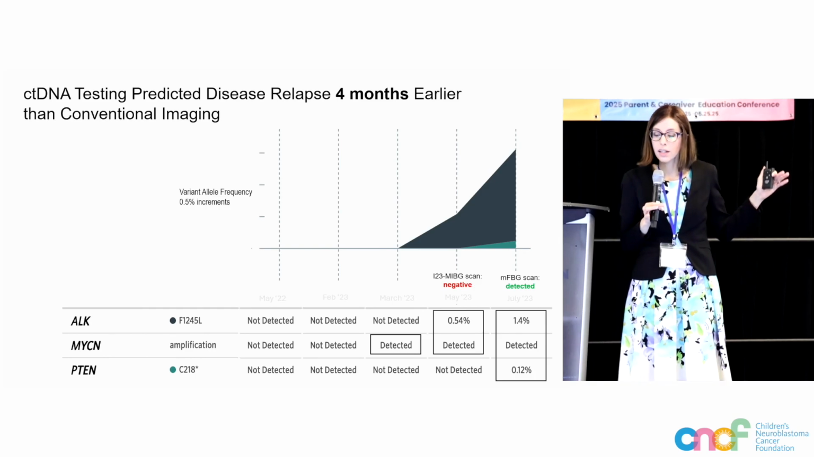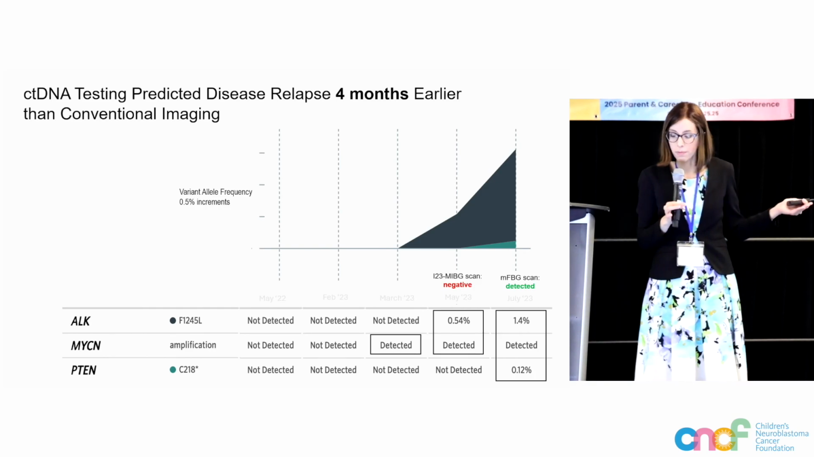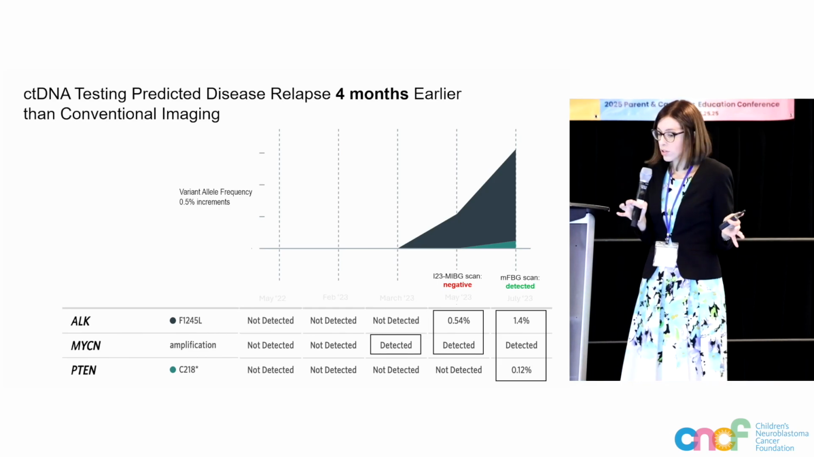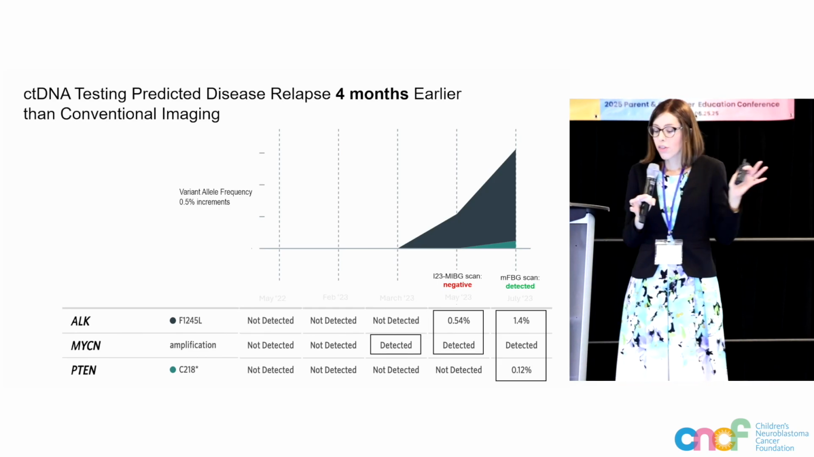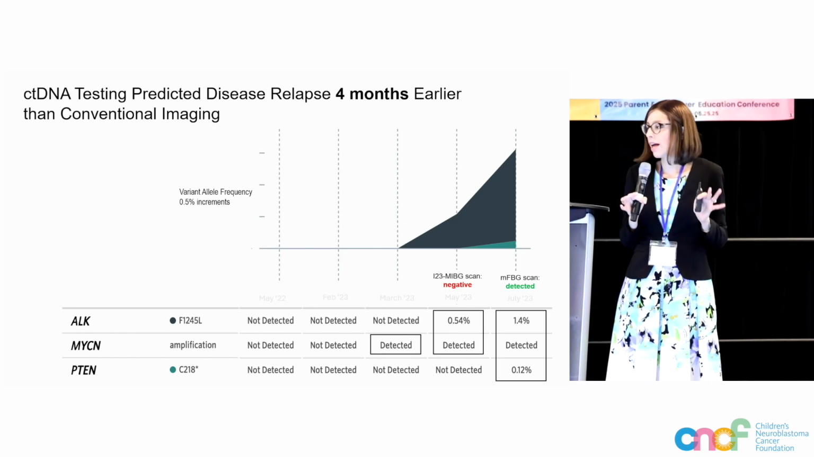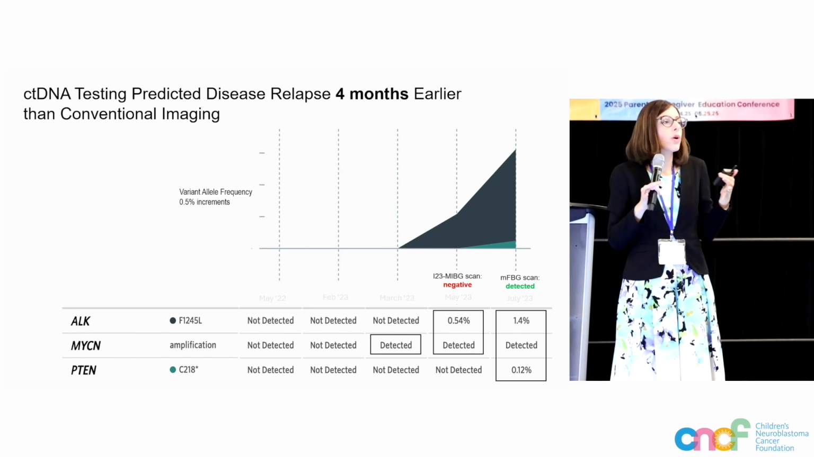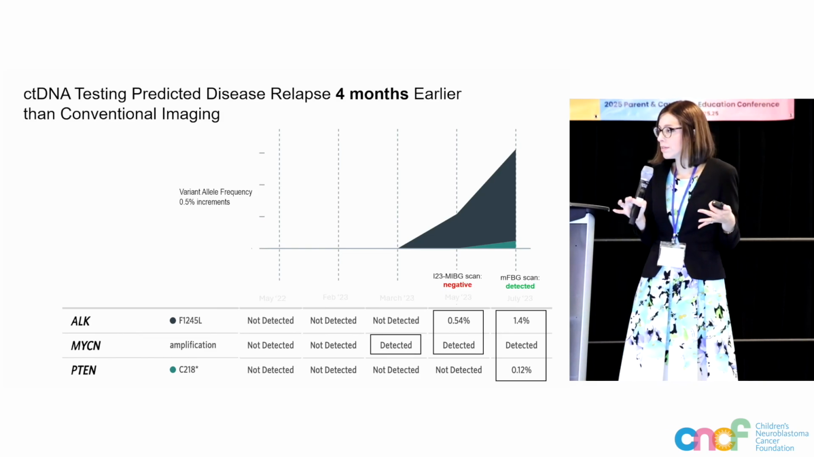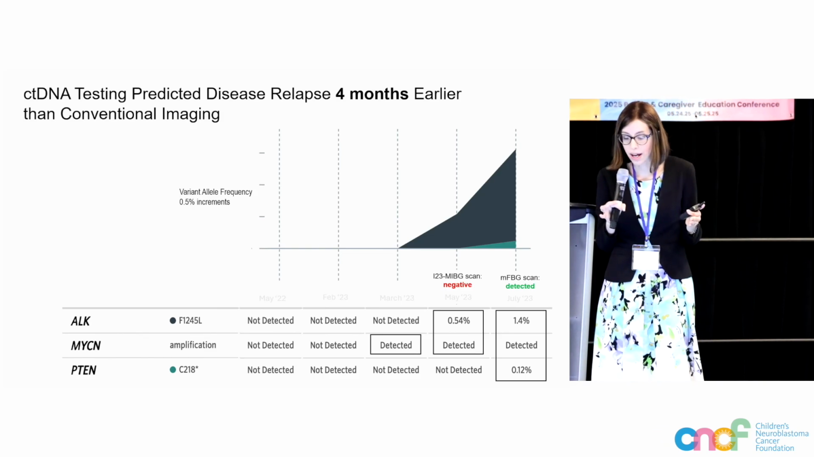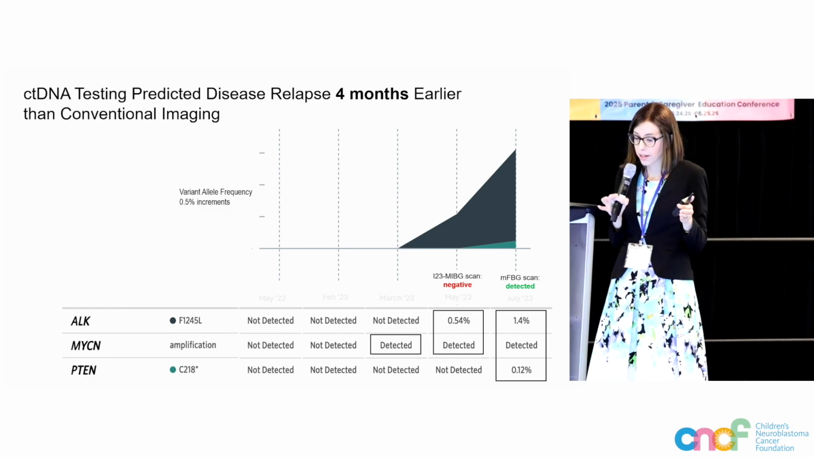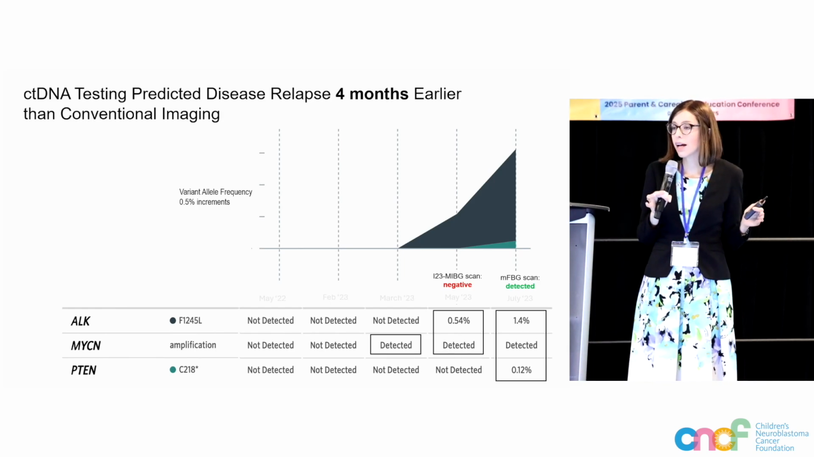This patient had an ALK mutation. And you can see in the first 2 time points, no aberrations were detected. In the 3rd time point, MYC-N was detected, but at that time point, there was no clinical imaging to corroborate disease. At the 4th time point, MYC-N was detected again, but this time the ALK mutation came back, and the scans at that time were still negative.